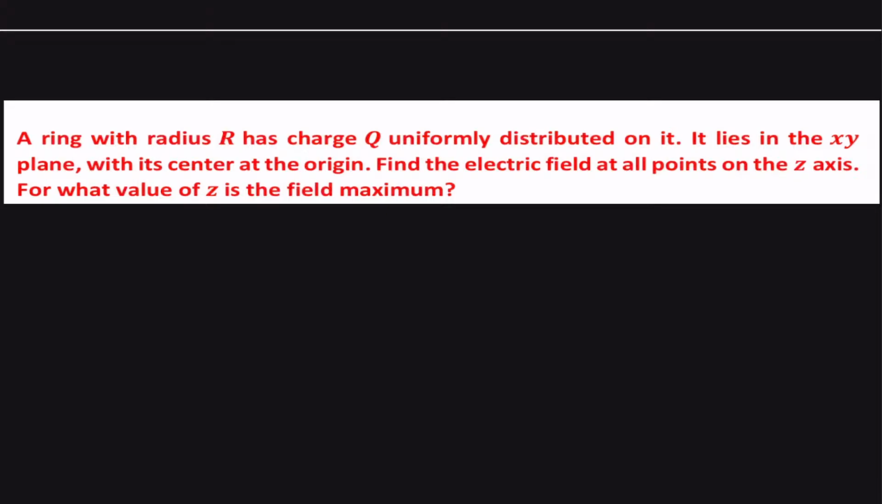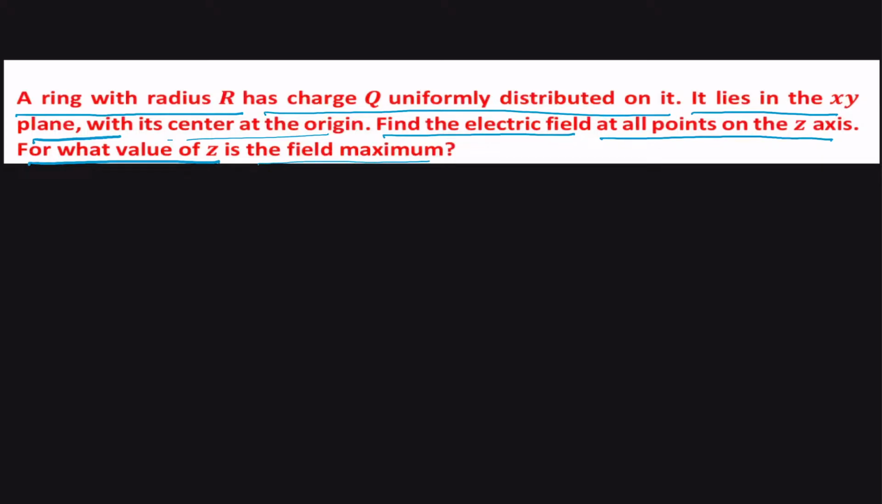Next question. We are given a ring of radius r that has charge q uniformly distributed on it. It lies in the xy plane with its center at the origin. Find the electric field at all points on the z-axis. For what value of z is the field maximum?